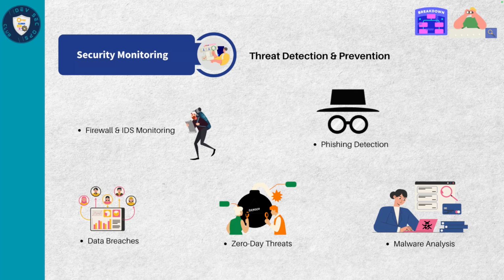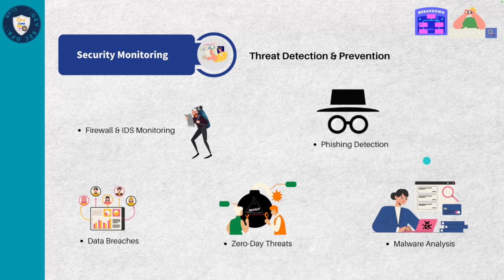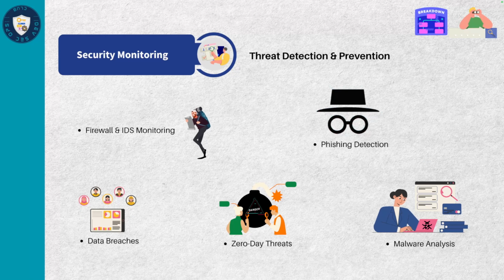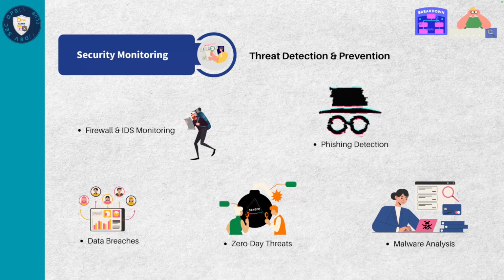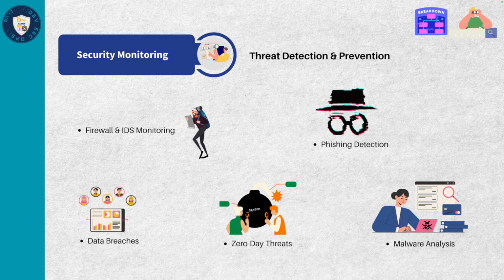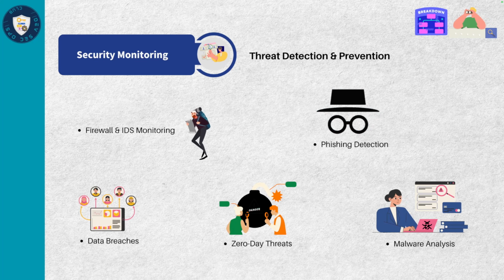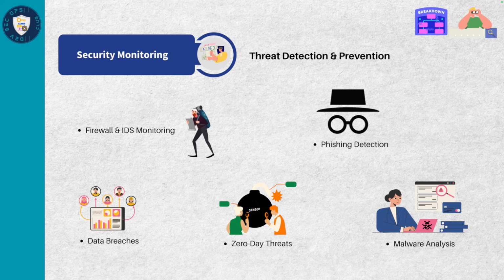Okay, and why is it important? We know, of course, overall security is really important, but threat detection and prevention is really important, because before it comes, right, we can detect and we can prevent. So why is this important? Without strong threat detection, organizations risk data loss, financial damages, and reputation harm from cyber attacks.